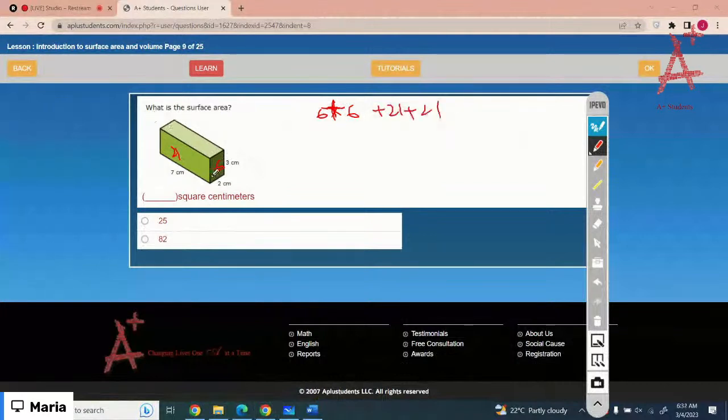This one is 7 and 2. 7 times 2 is 14, so the other must have 14. So it is 28, 42, 82. The surface area for this one is 82. You can complete the test by yourself later today. Let me move on to the next lesson.